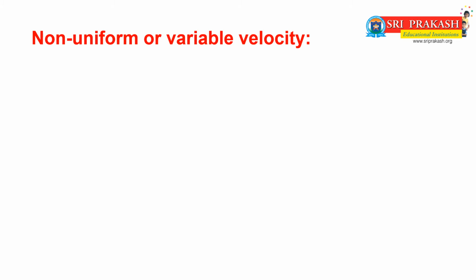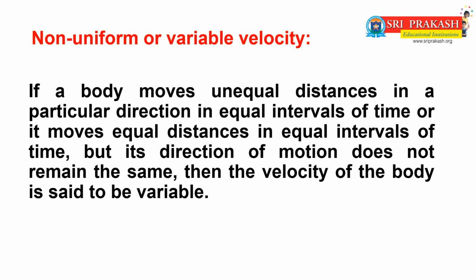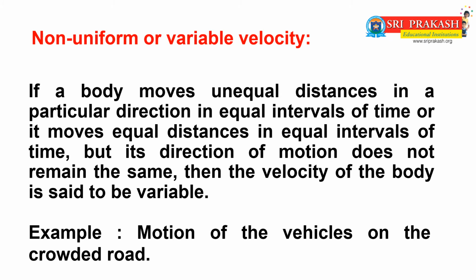Non-uniform or variable velocity. If a body moves unequal distances in a particular direction in equal intervals of time, or it moves equal distances in equal intervals of time, but its direction of motion does not remain the same, then the velocity of the body is said to be variable. We see most of the moving things exhibit this non-uniform velocity. Example, motion of vehicles on the crowded road.